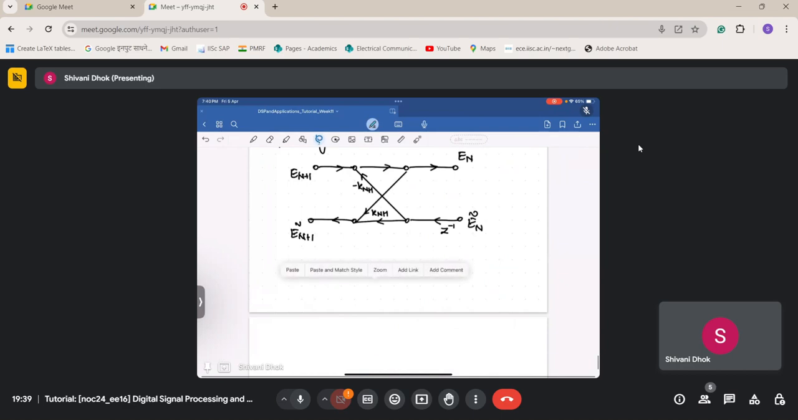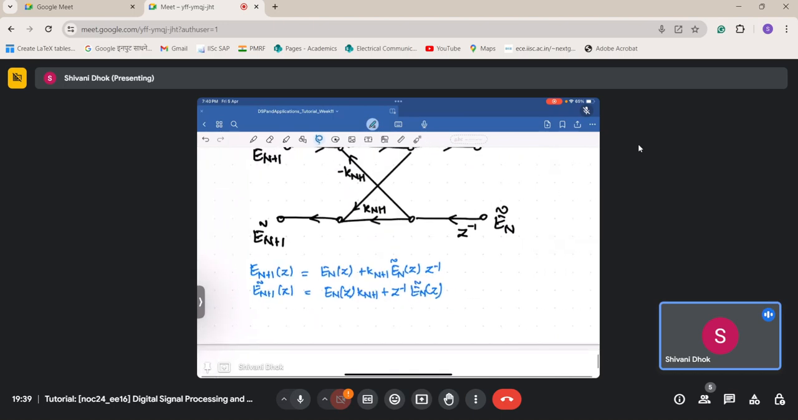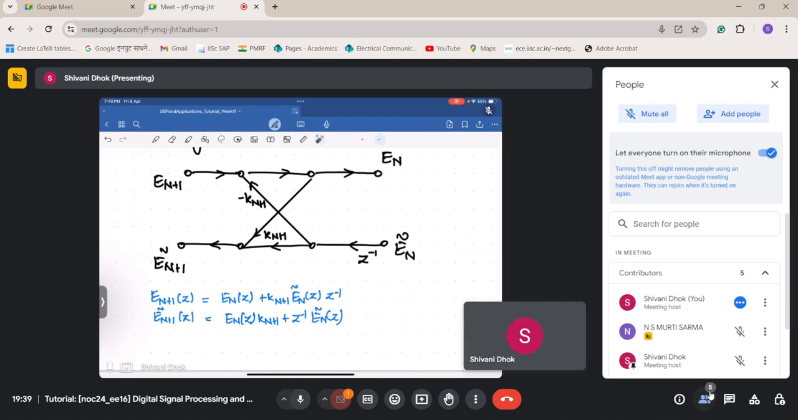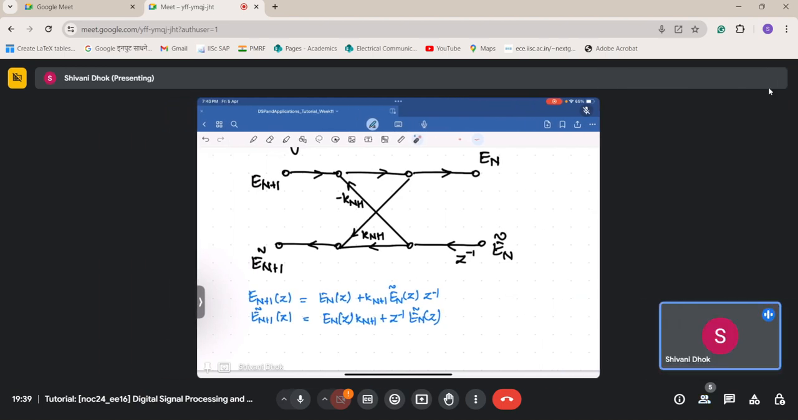Okay. So this is what we are having. Let's start with e_n tilde first, e_{n+1} tilde. We'll start with e_{n+1} tilde. Now this point is e_{n+1}, this point is e_n. This gets multiplied by k_{n+1}, so this is this factor. Then we have e_n tilde that gets multiplied by z inverse. It gets here. This part is correct? Okay, so this part is correct.